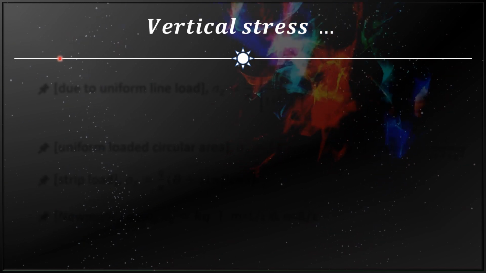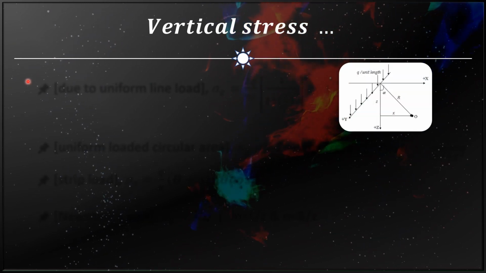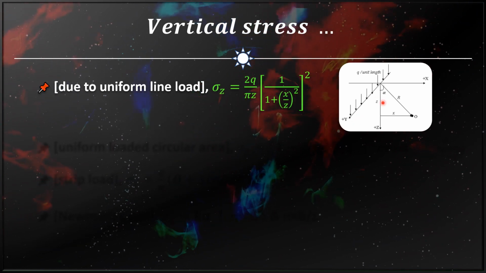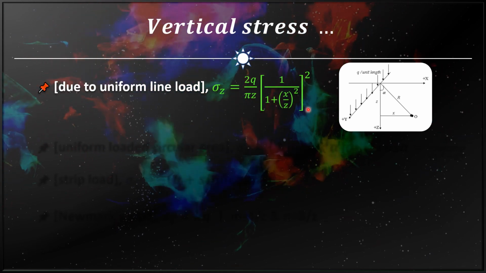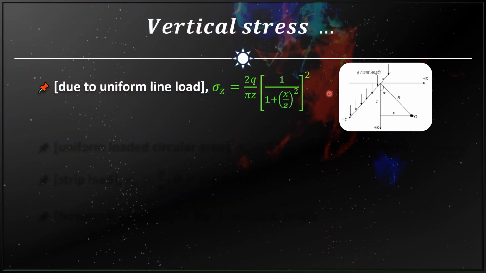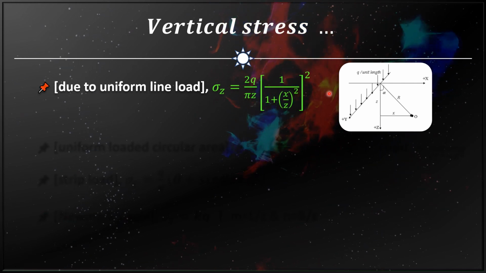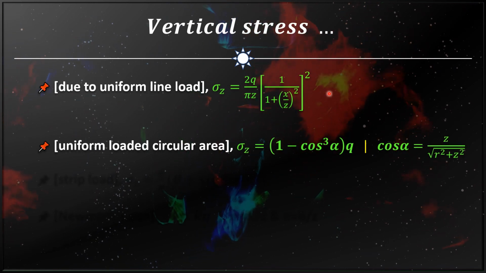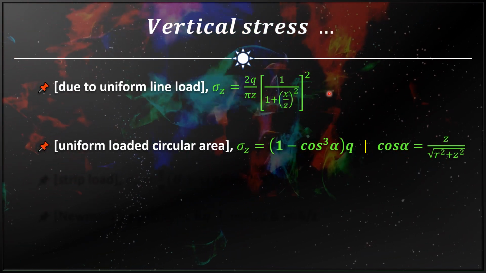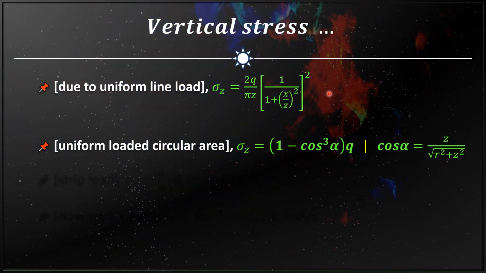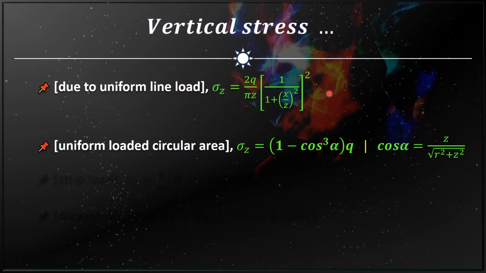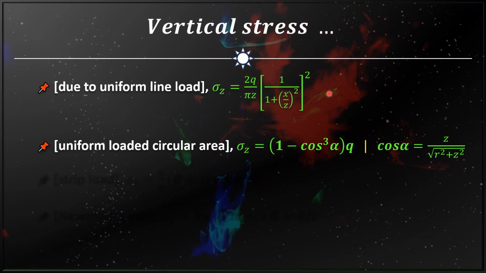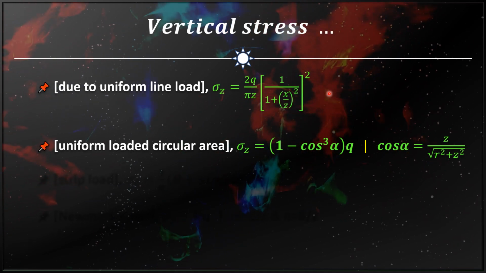Now we shall see some other loading cases regarding vertical stress. Due to uniform line load, that is like this, sigma z is equal to 2q by pi z into 1 by (1 plus (x by z) whole square) whole square. So this is the formula regarding uniform line load. And in case of a uniformly loaded circular area, what will be the sigma z? It is 1 minus cos cube alpha into q. Cos alpha is equal to z by root of r square plus z square. So we know what r is. R is the radius of the circular area, and z is the depth at which we have to find the value of sigma z.